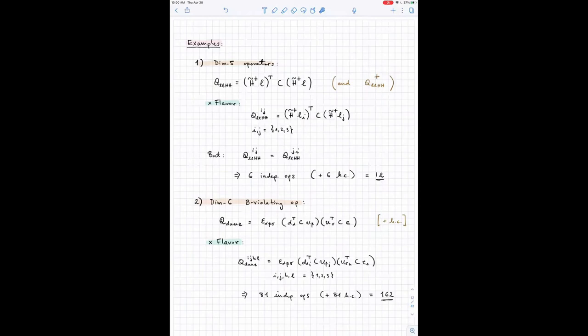Can you repeat the question, please? Is there any reason that we have to be restricted to 3 flavor indices when we introduce new operators? Like, can't we include more generations in the new operators? Yes, okay. So you can include more generations. That's a good question. So you would say maybe there is an additional generation.